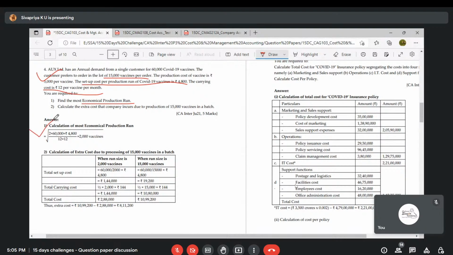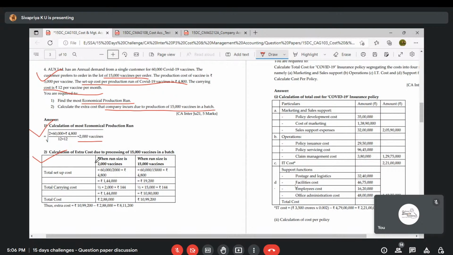And first you have to calculate the most economic production run. Answer is 2000 vaccines. And you have to calculate extra cost that company has to incur due to production of 15,000 in a batch.